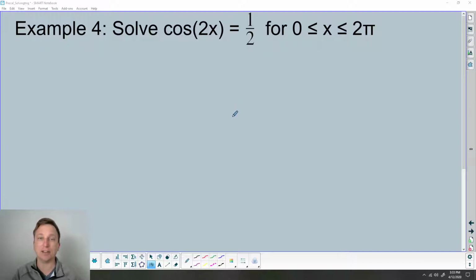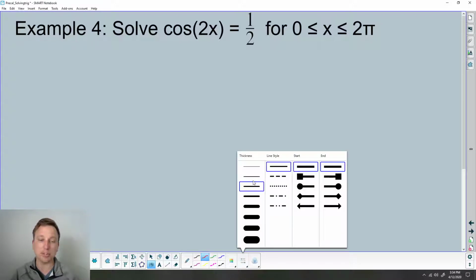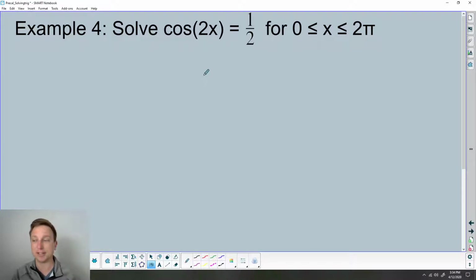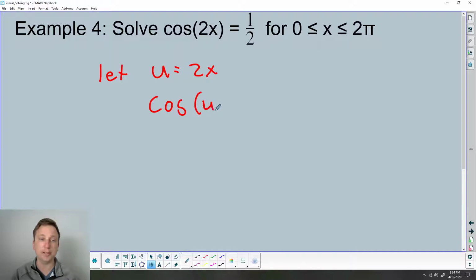This idea of replacing an expression with a value and worrying about it later is something that occurs in calculus later on as well, with integrals specifically. So what we're going to do here is use u as the letter. Sometimes u substitution is the name of this method because that's the variable we choose. So I'm going to say, let u equal 2x. What that does for us now is we're taking the cosine of some single value, not an expression. So we have the cosine of u, because that's equivalent to 2x, is equal to 1/2.